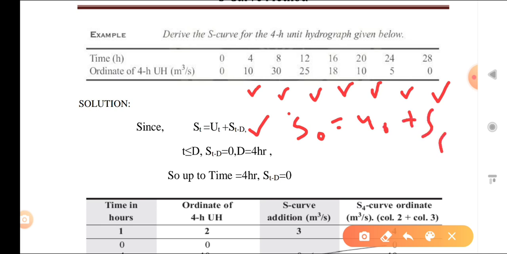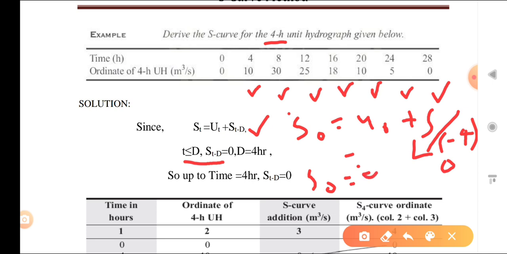Now see, D is 4 hours here. So what will happen? 0 minus 4, that is minus 4. So you can see that for all t less than or equal to 0, S(t minus D) is equal to 0. Okay, so that will become 0. So S naught is equal to U naught.